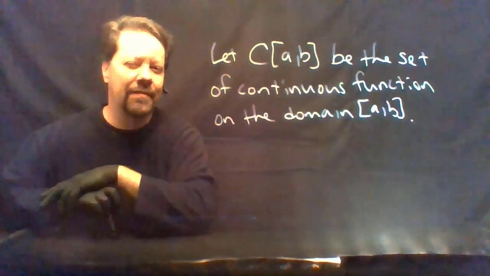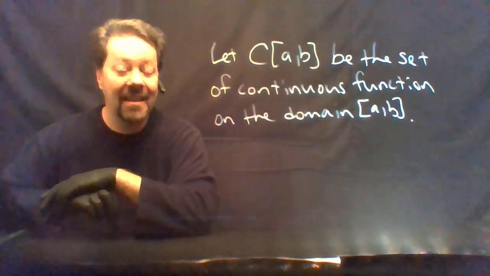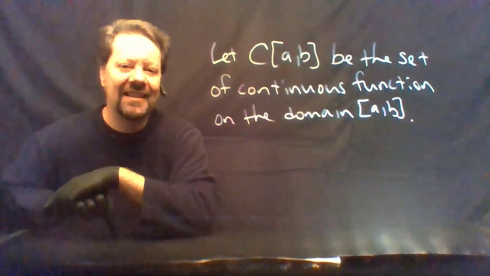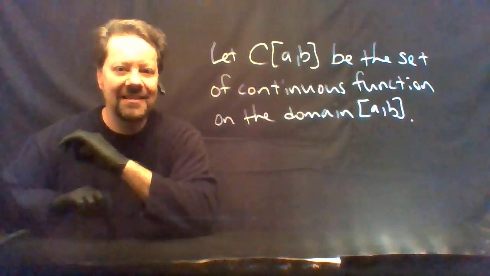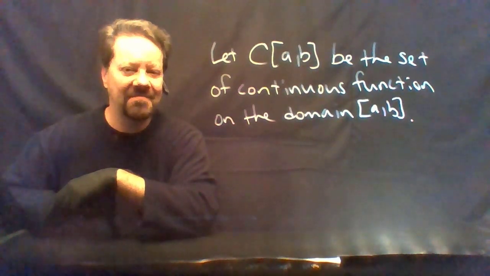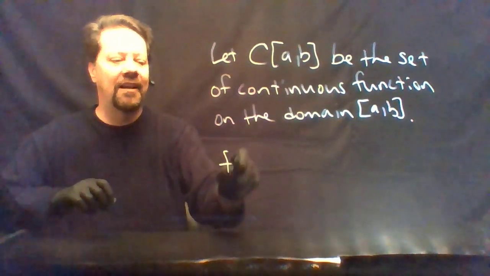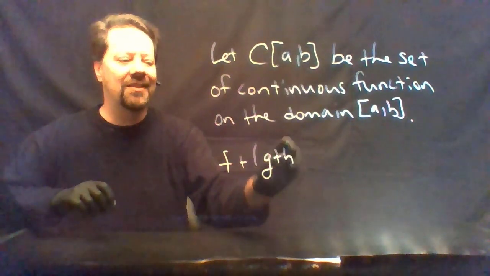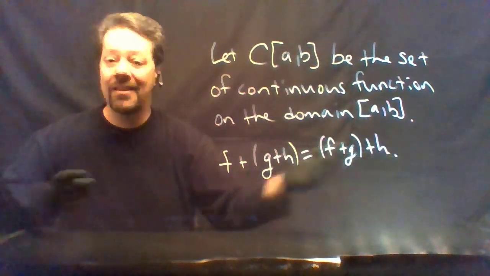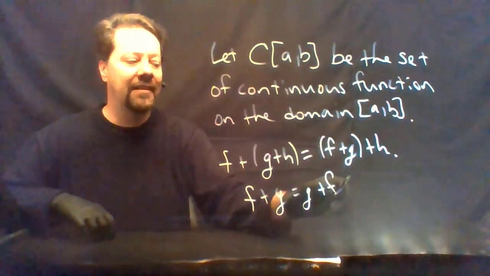If you add two continuous functions, do you get a continuous function? You know from Calculus 1 the answer is yes. If you multiply a continuous function by a real number, do you get a continuous function? Closure under scalar multiplication? Yes. Is the addition of continuous functions associative? f plus g plus h equals f plus g plus h? Yeah. And f plus g equals g plus f, etc., etc.